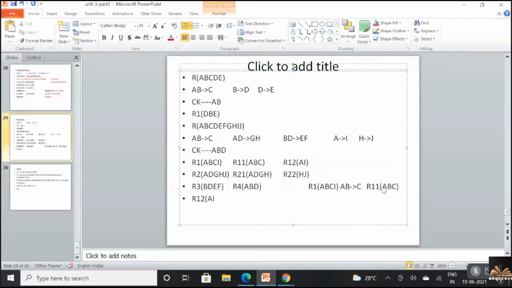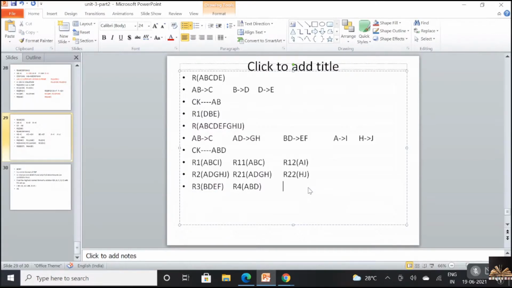So here what is happening? AB implies C: my AB is the key attribute, not an issue with that. Here R12 is A implies I, A becomes my key attribute, not an issue with that. So this particular FD is clear, which is in 3NF, and this particular FD is clear, which is in 3NF. Now I'll go with the next FD.